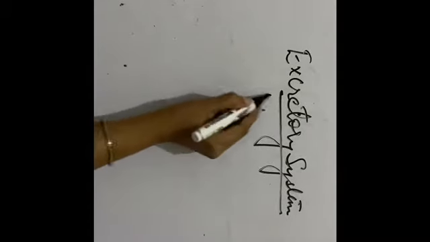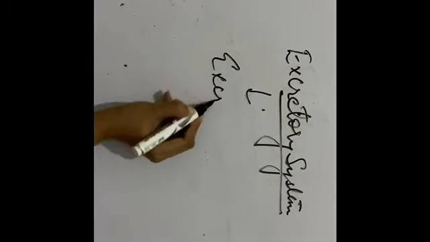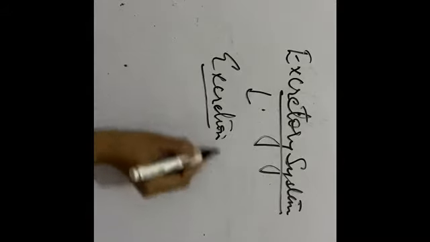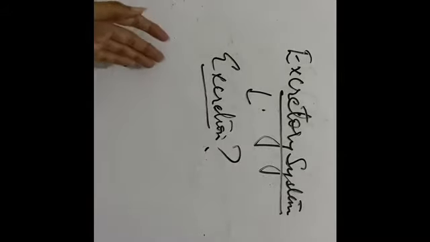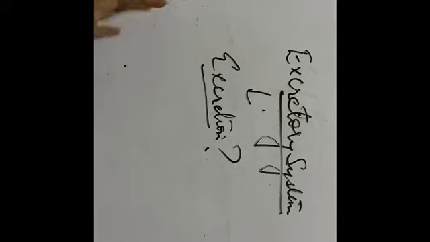Hello everyone, let us start today with a new chapter of biology, which is the excretory system. Excretory system, as the name suggests, is linked with excretion. And what is excretion? Excretion is the process in which the waste material is removed from the body. The removal of waste materials from the body is known as excretion.